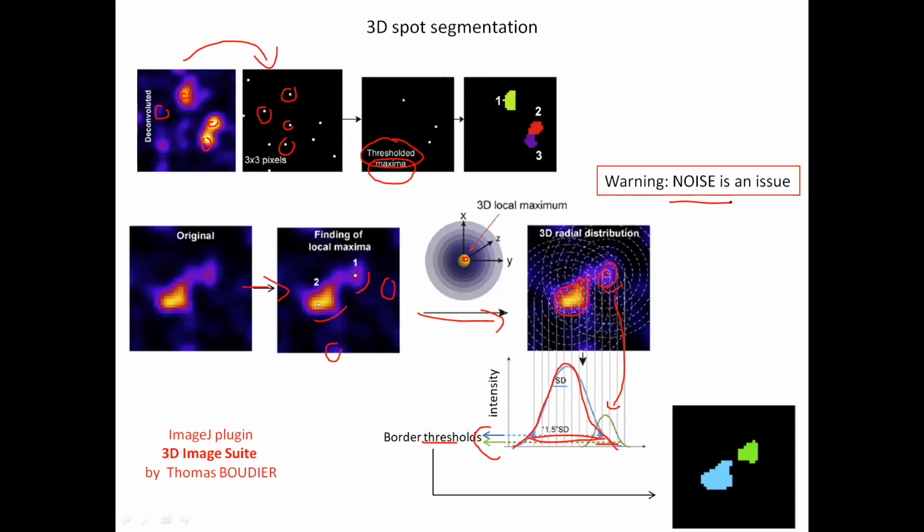When you detect local maxima, you should be aware of noise. Basically, any peak of noise will be spotted as a maxima. So there are different ways of dealing with that. We can come back to that later. But let's try to do this.